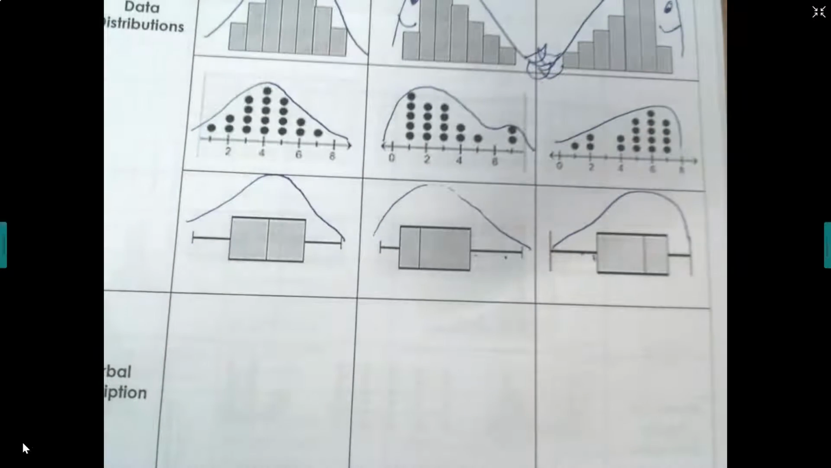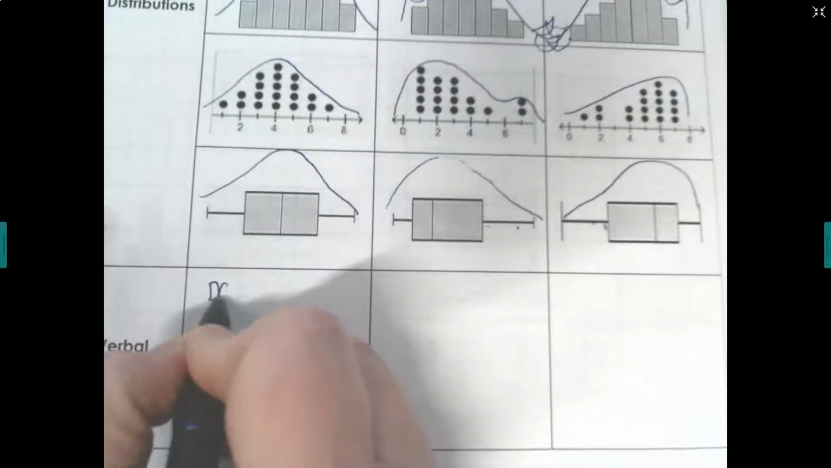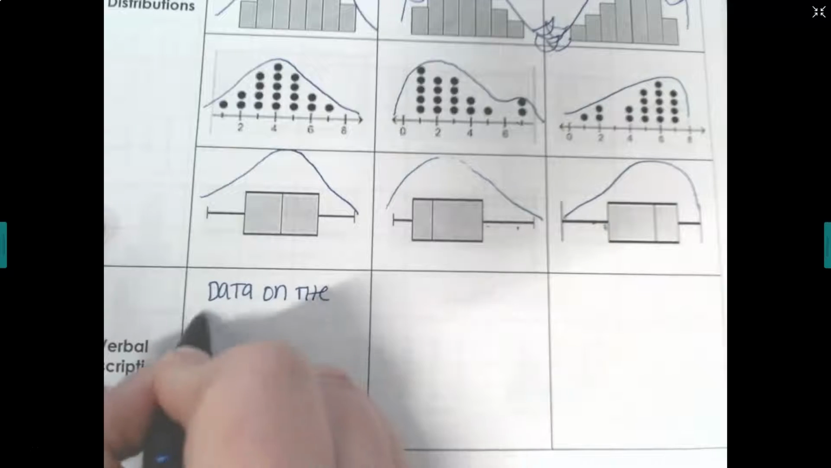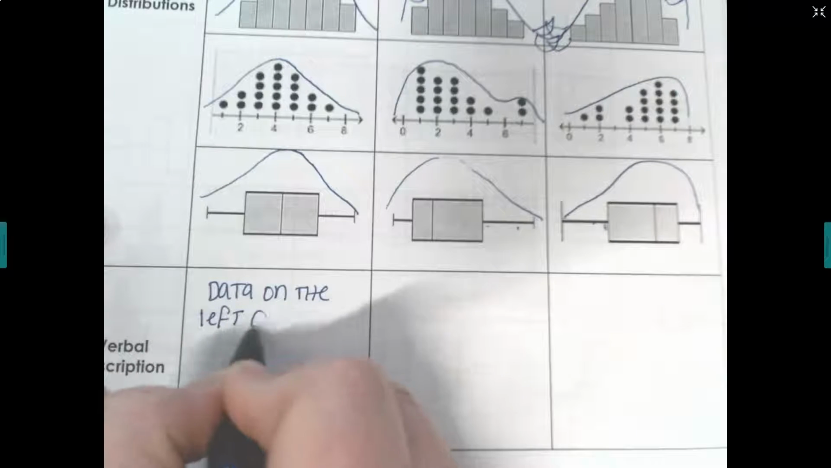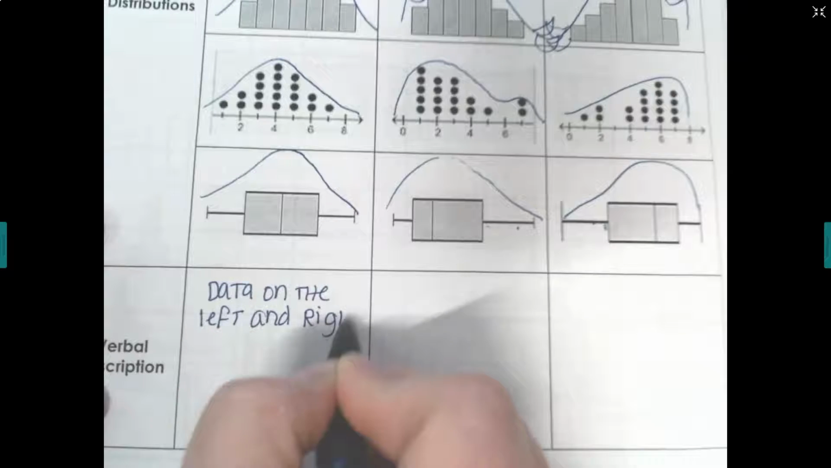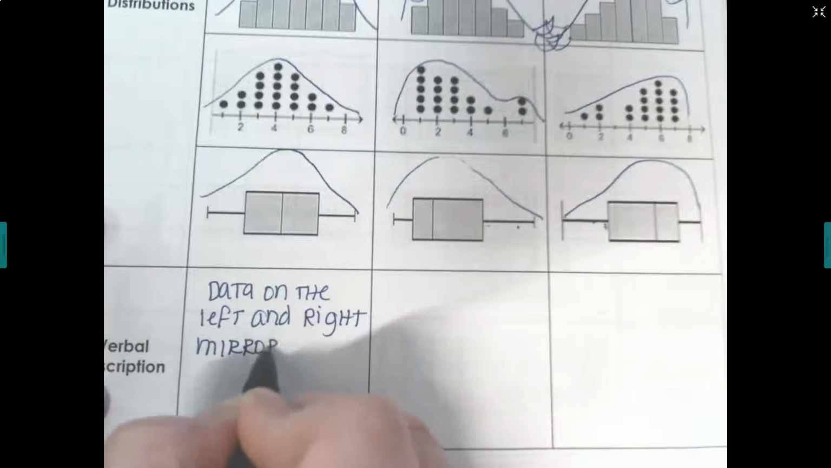So let's give a little bit of words to help us with this. To be symmetrical means the data on the left and right of the center will mirror each other. It doesn't have to be exact, but you get the idea that from the center, it's going to be approximately the same look left and right from there.